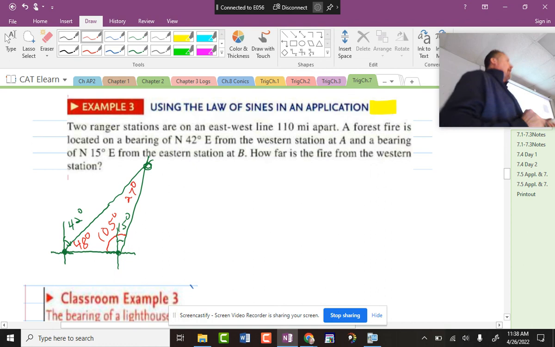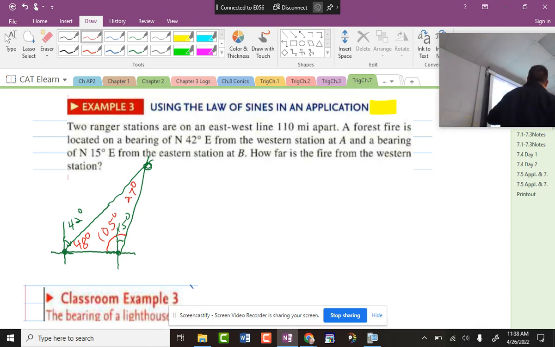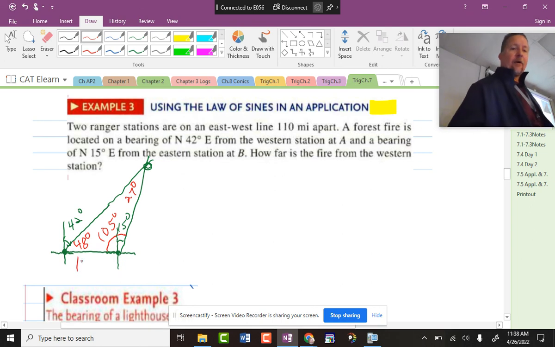And then once you get all that, it's so simple to get this answer. I forgot to write one thing, though. Two rangers are on an east-west line 110 miles apart.